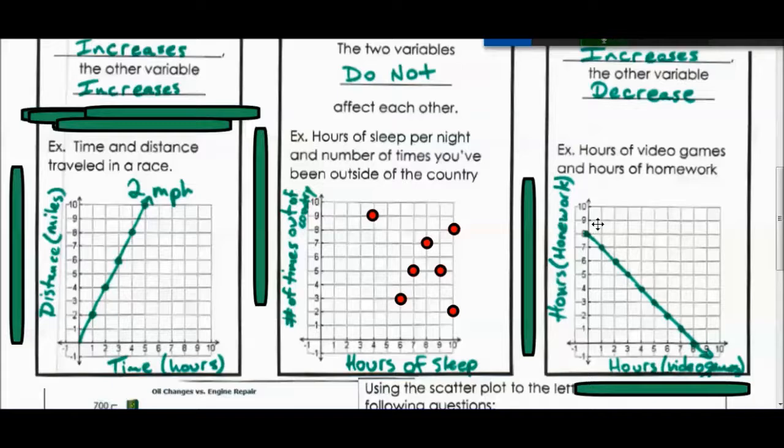In this example, we're starting off with 8 hours of homework and 0 hours of video games. As you start spending more time on video games, it limits the amount of time that you can spend on homework. At this point, we're spending 8 hours on video games and 0 hours on homework. That's a negative correlation because we can see that it is going downhill. That is a negative slope there.